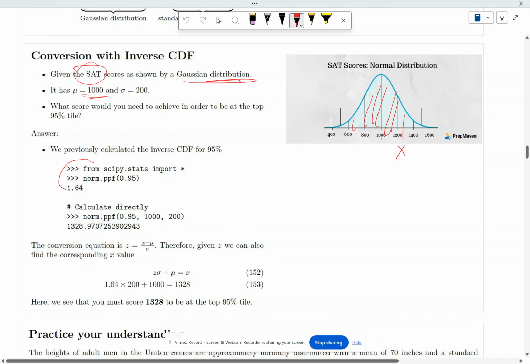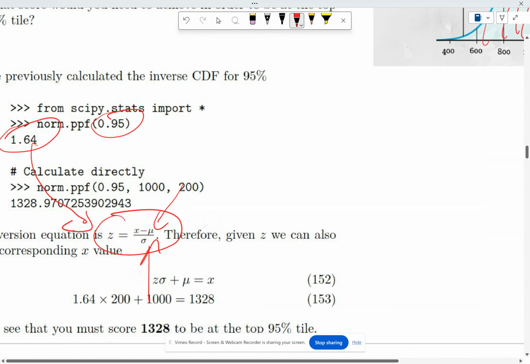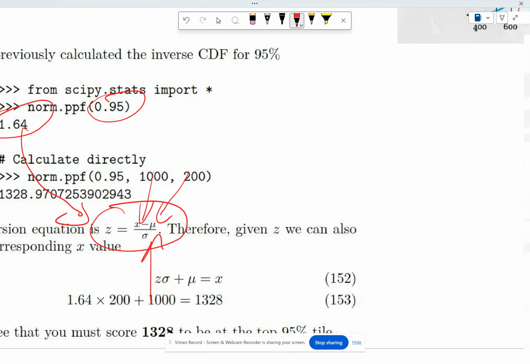Now, this right here assumes that it's a normal distribution. Therefore, if you just put 9.5, it would have given you 1.64. Then you have to convert again using this equation, right? This is the z value. You know the mean, you know the standard deviation, and then you have to calculate for x.